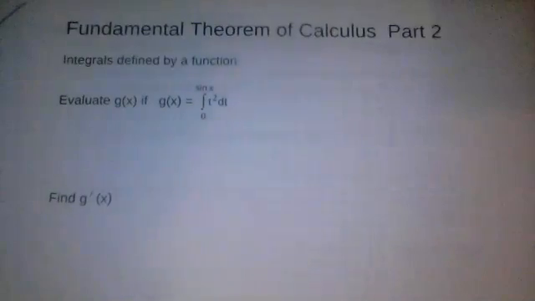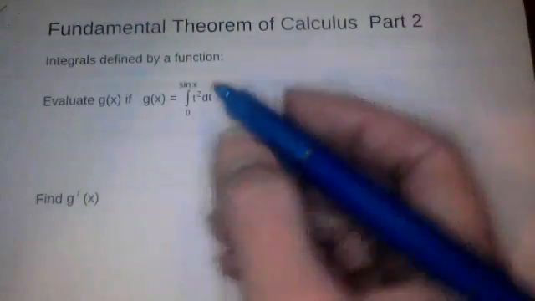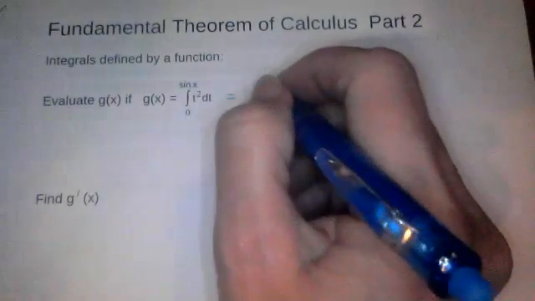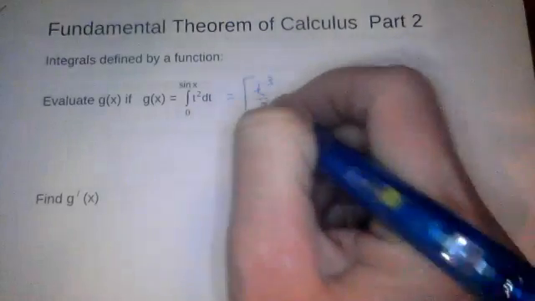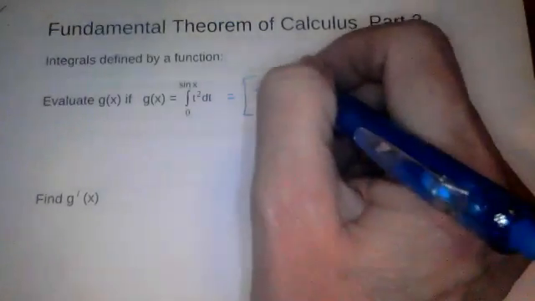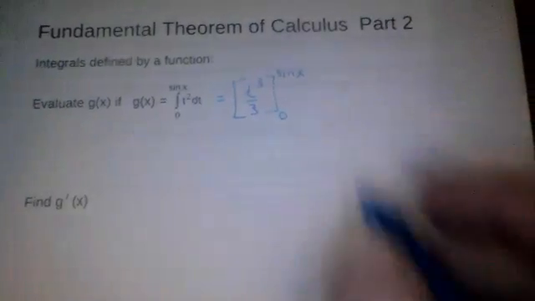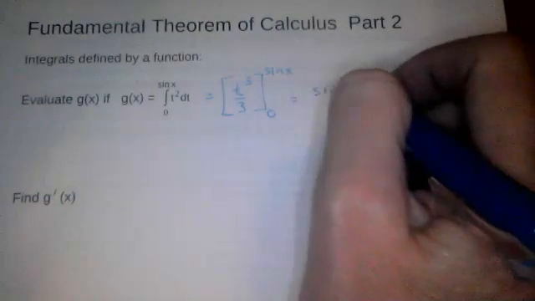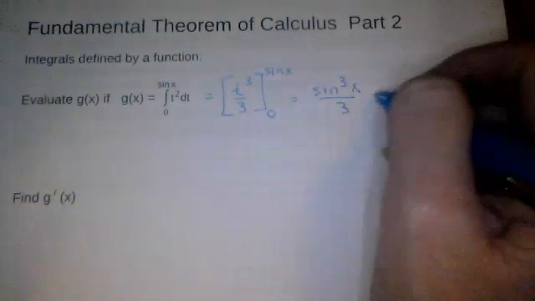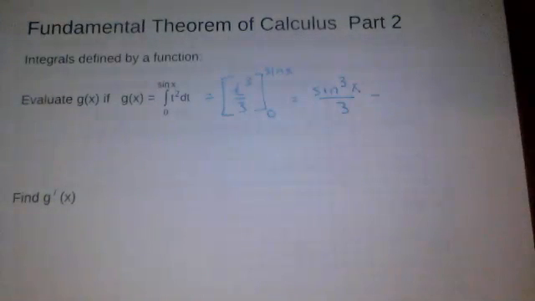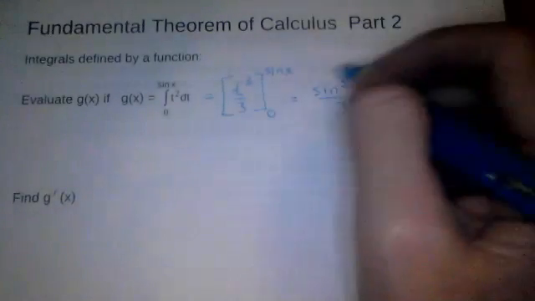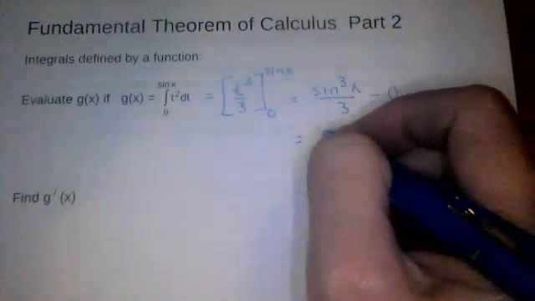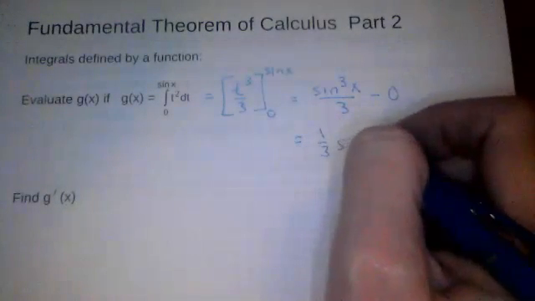So the first thing we're going to do is just evaluate as it is. What I would do is go ahead and find the integral of t squared. So I get t cubed over 3. We're supposed to evaluate from 0 to sine x. So I just plug in the sine x first. So I get sine cubed x over 3 minus, and then I plug in 0. 0 cubed over 3 is just 0. So that gives me 1/3 sine cubed x.